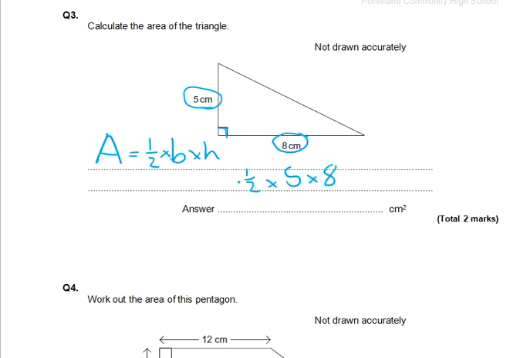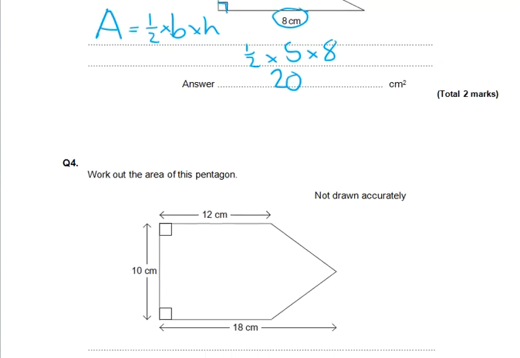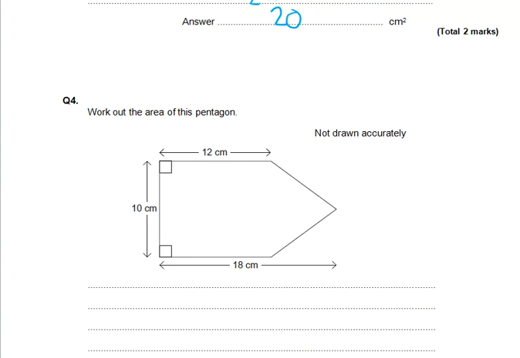You can do it in any order. So half of 8 is 4. 4 times 5 is 20. Or you could do 5 eights or 40 and then half it. Work out the area of this pentagon.